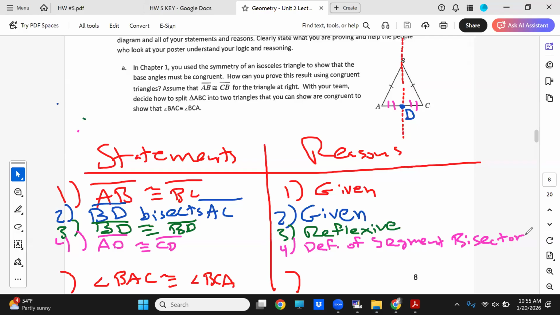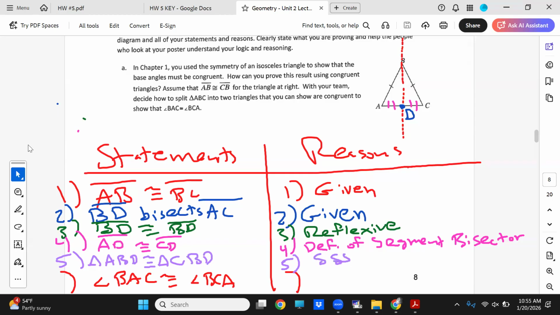Yeah, definition of segment bisector, right? So you've got to say segment bisector. You've got to be very clear about that. And then we could say, I feel like I'm doing all these colors. It's kind of fun. Going kind of crazy in colors here. So then you can say triangle ABD is congruent to triangle CBD. Yeah, good.